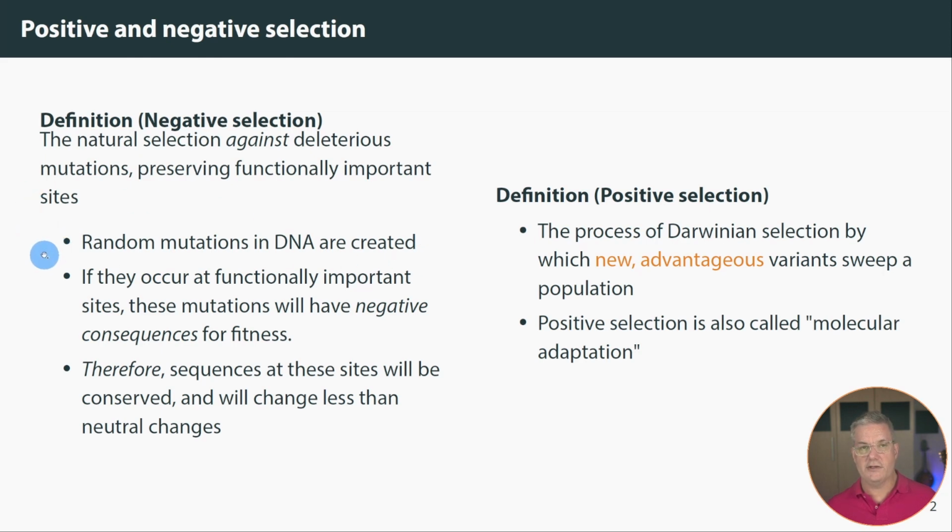We have random mutations in DNA that are created by the usual process. However, if these occur at functionally important sites, they will have negative consequences for fitness of the gene or the organism. And then as a consequence, the sequences at those functionally important sites will be conserved and will change less often. We've already seen this in things like multiple sequence alignment, where we see motifs, functionally important motifs, zinc fingers, heme binding motifs, and so on. Those residues don't change because they are required for that function. And the preservation of the function is an impediment to molecular change.